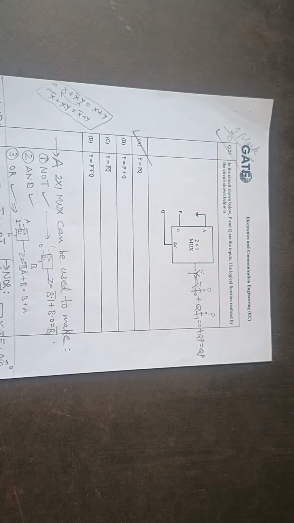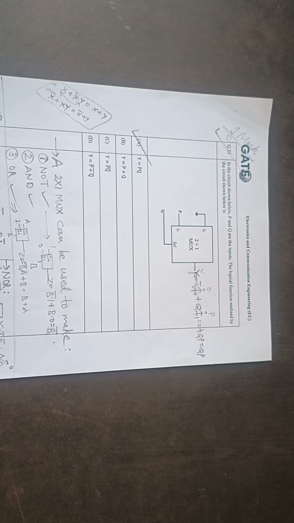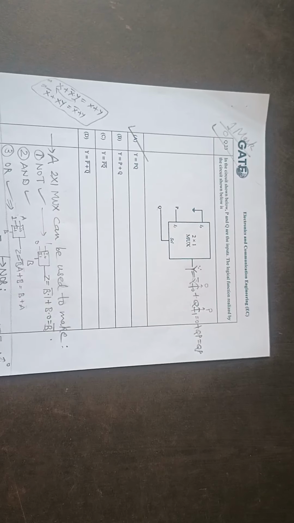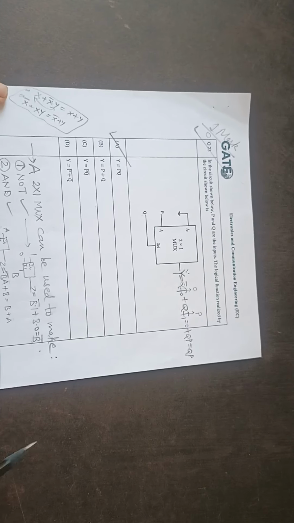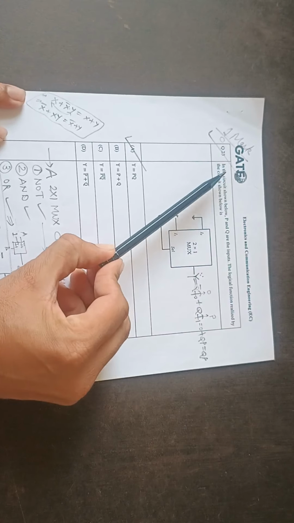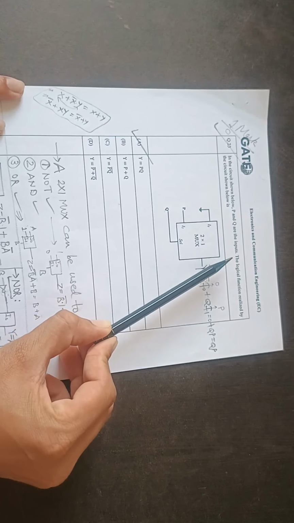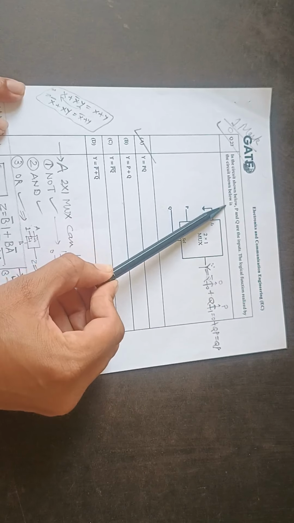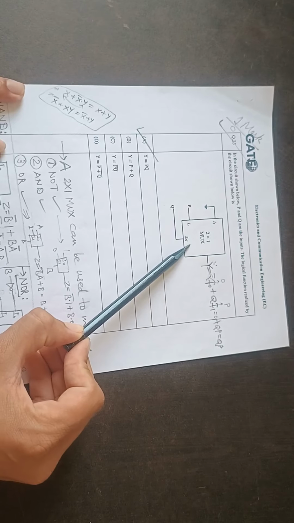Hello friends, today we'll solve the GATE 2023 Digital Electronics problem of Electronics and Communication paper. So this is the first question. It is saying that in the circuit shown below, P and Q are the inputs. The logic function realized by the circuit shown below is, so it's the 2 into 1 mux.